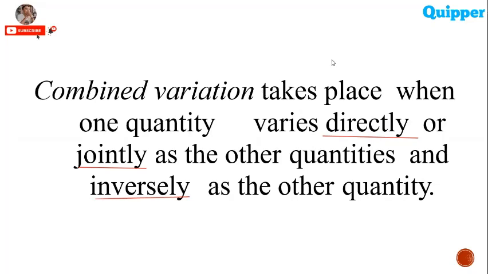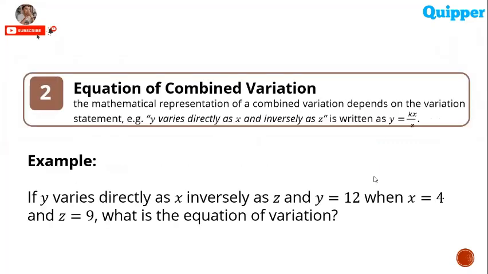That is combined variation. The equation of a combined variation is a mathematical representation that depends on the variation statement. For example, y varies directly as x and inversely as z is written as y is equal to kx over z. K is still the constant of variation. In this example, we have the combination of a direct variation and an inverse variation. For example, if y varies directly as x and inversely as z, and y is equal to 12 and x is equal to 4 and z is equal to 9, what is the equation of variation?